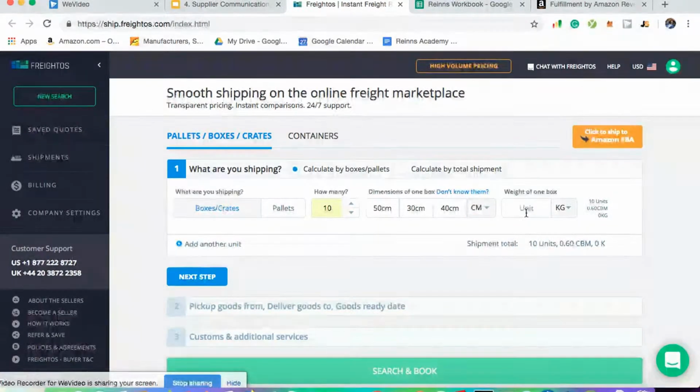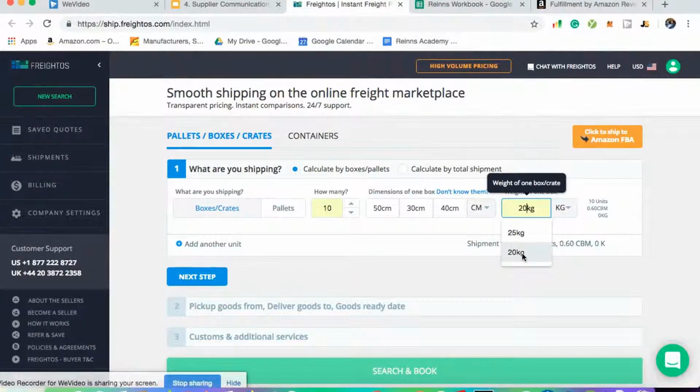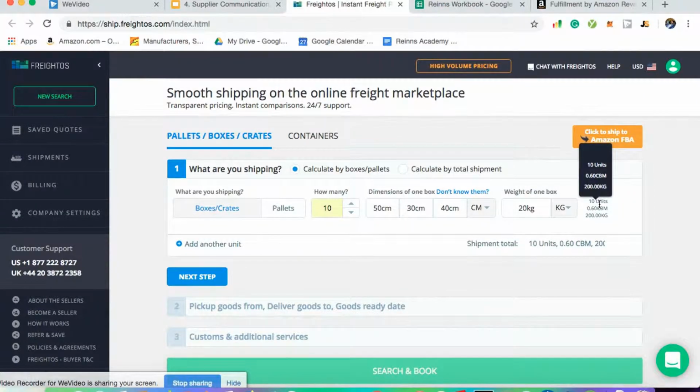And then let's assume the weight of one box is 20 kgs. Okay, 20 kgs. So you can now see that they're telling you here that 10 units, 0.6 cubic meters, and it's supposed to be 20 kilograms. So Freightos is already calculating the values for you. So let's just move step by step.